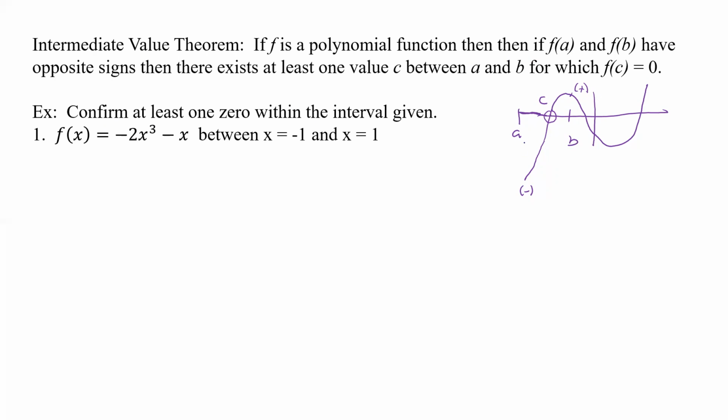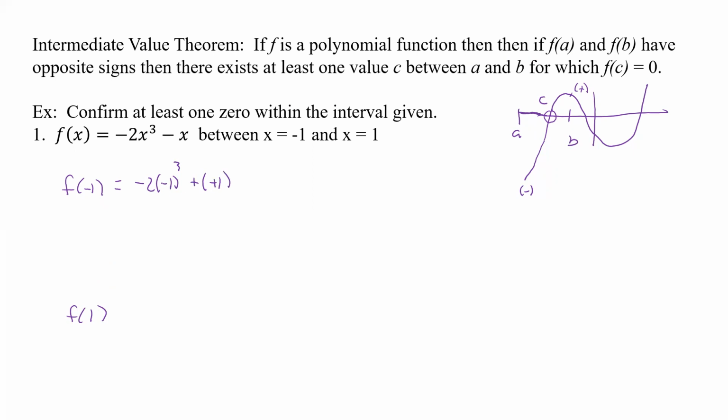So what we have to do is we have to really choose our points a and b appropriately to help us figure out if there is a 0 between them. So what we want to do is confirm at least one 0 within the interval given, -1 to 1. Okay, so what are we going to do? Well, I'm going to just say, well, what is f of -1? And maybe we can come down here. What is f of 1? Okay, well, I'm going to plug in a -1 here. So -2 times -1 cubed minus -1. Okay, well, here in minus and minus, that becomes plus.